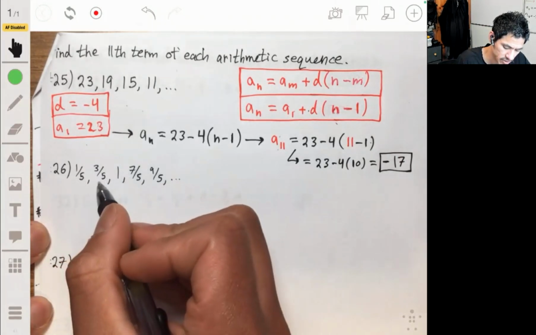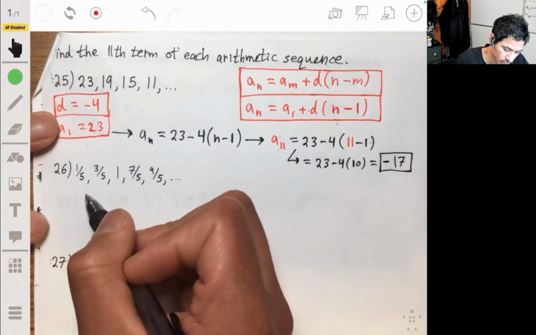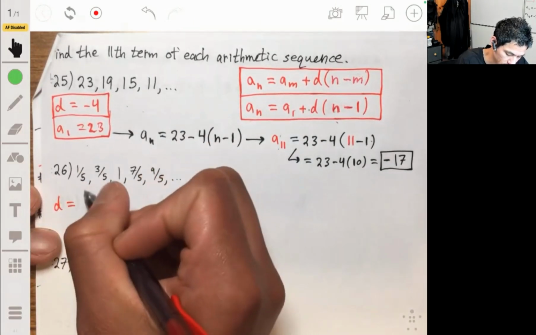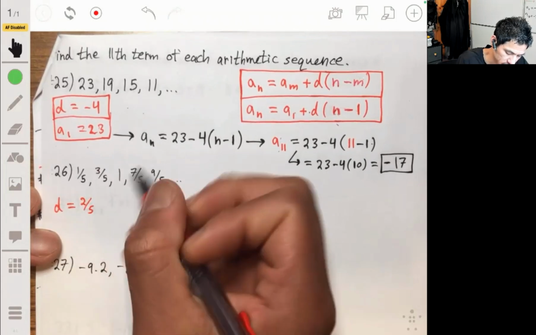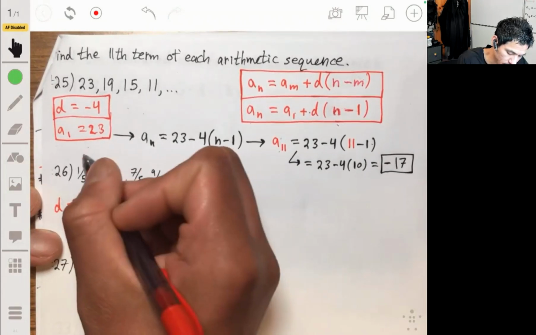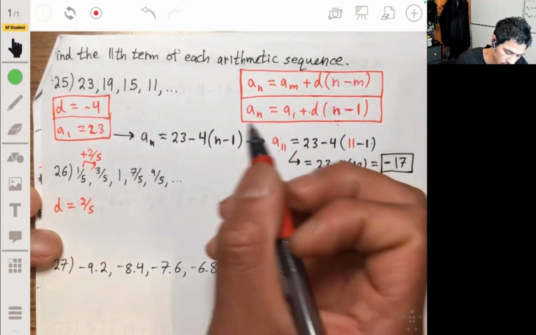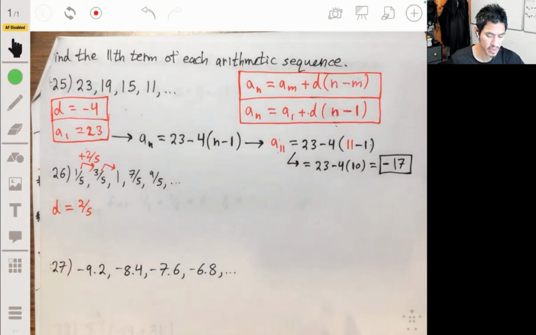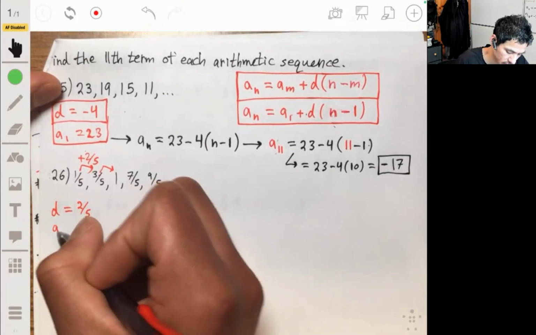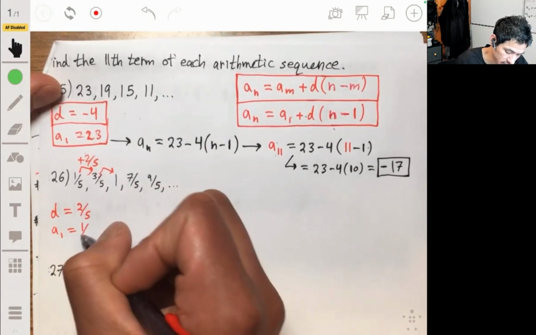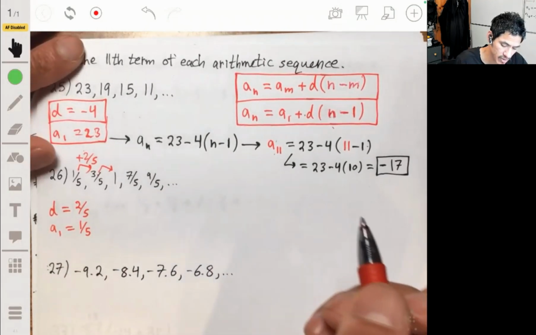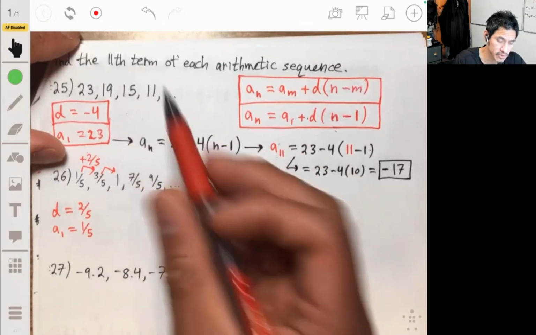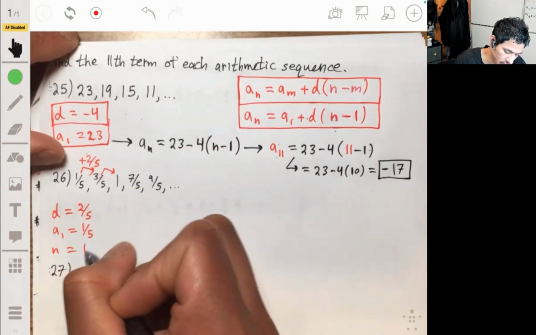Right, 26. The common difference, let's start off with the common difference will be +2/5 because we're adding 2/5 each time to get to the next term. +2/5, +2/5, +2/5. A1 is 1/5. And then n, we're trying to find the 11th term, so n is 11.